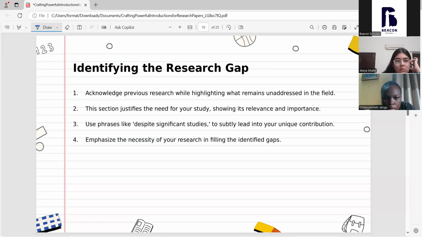Avoid phrases like "no research has been done" unless you are entirely sure, and instead use phrases like "limited research" or "few studies have explored." You get it? So just avoid phrases like "no research has been done." Any question on this part?